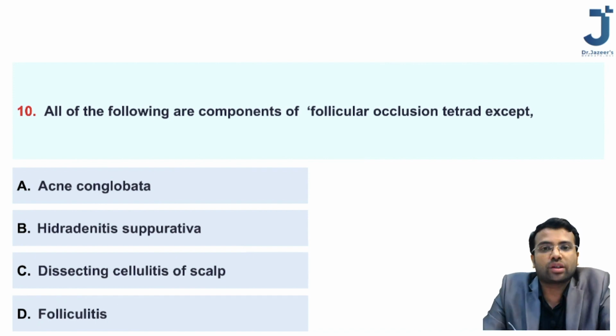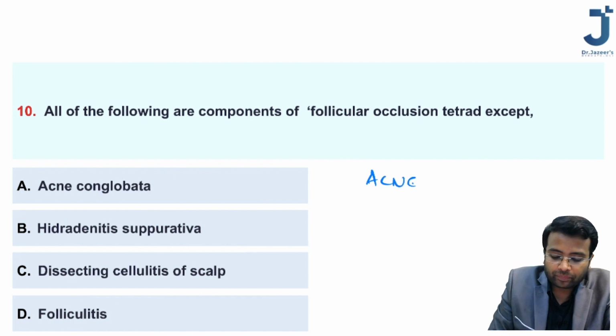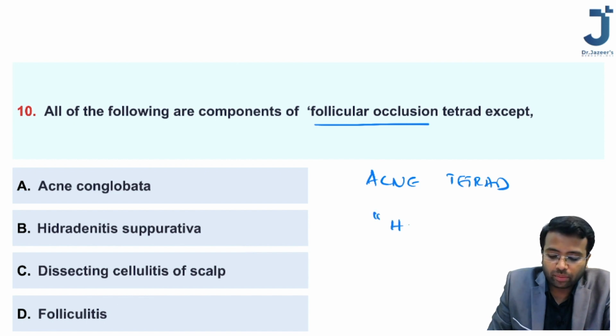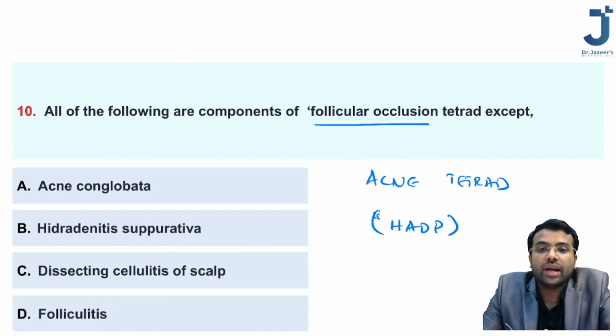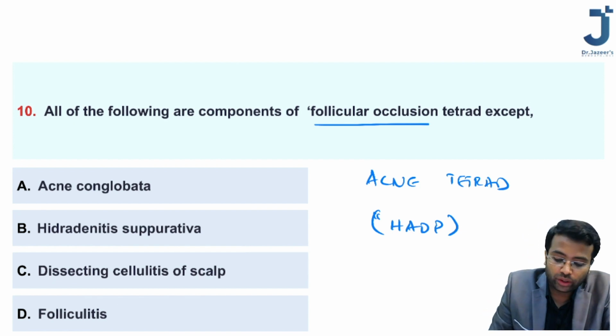Going to the last question for the day: all of the following are components of the follicular occlusion tetrad except. Tetrad means there are 4 features. So what is the odd one out? Is it acne conglobata, hidradenitis suppurativa, dissecting cellulitis of the scalp, or folliculitis? Please try to remember the follicular occlusion tetrad. You can remember it with the mnemonic HADP. H is for hidradenitis suppurativa, A is for acne conglobata, D is for dissecting cellulitis of the scalp, and P is for pilonidal sinus.